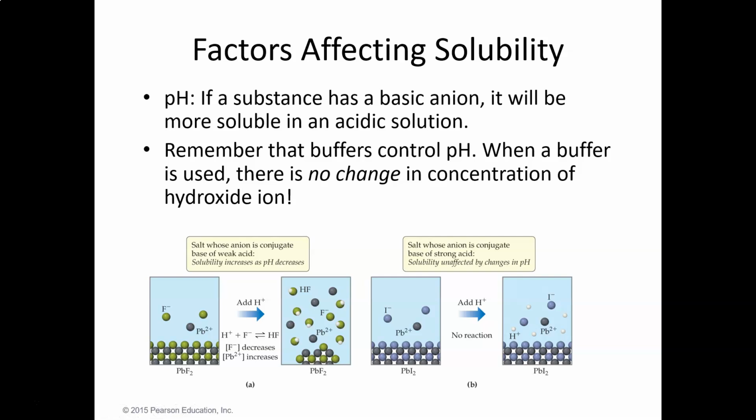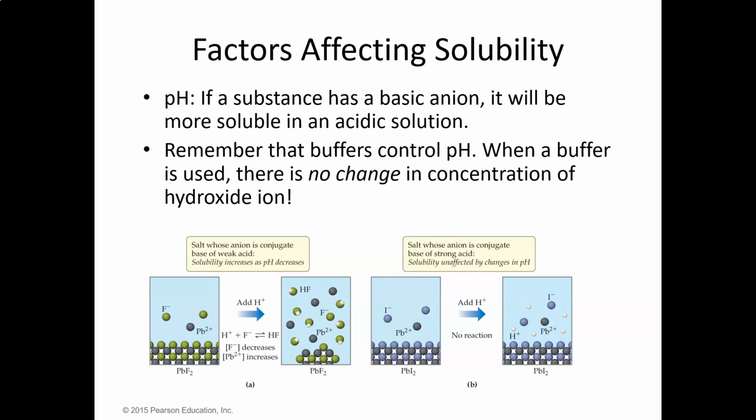Consider the two examples here where we have lead fluoride and lead 2 iodide dissolving in water. We can see that by changing the pH of solution, the lead fluoride becomes more soluble in water because the fluoride ion is the conjugate ion of hydrofluoric acid. Therefore, by adding an acid, we can actually increase the amount of lead in solution.